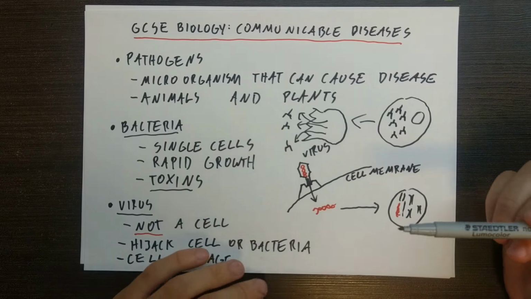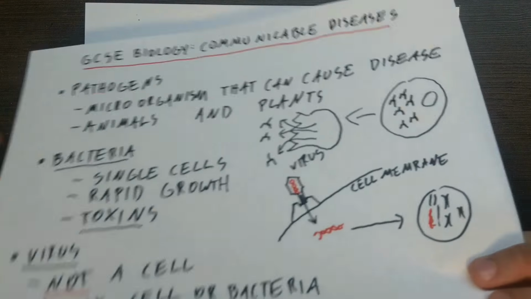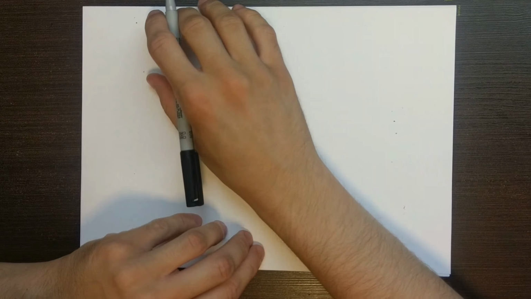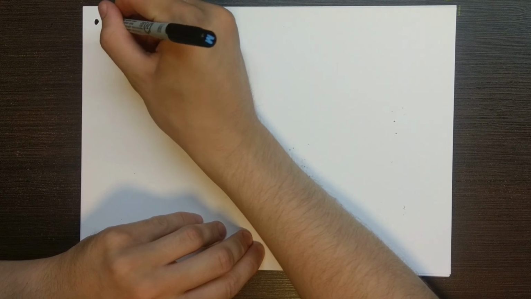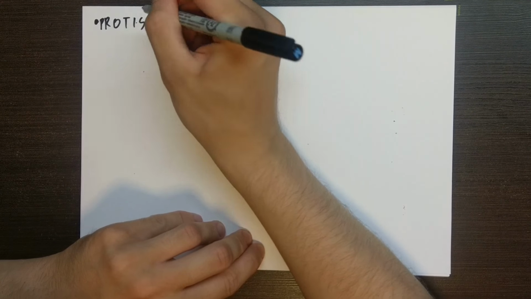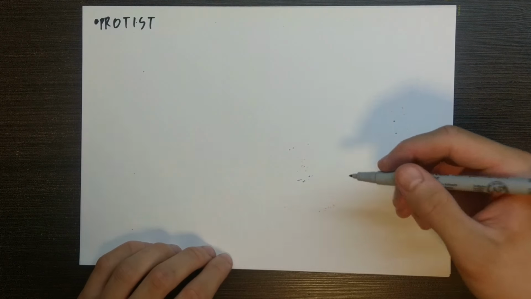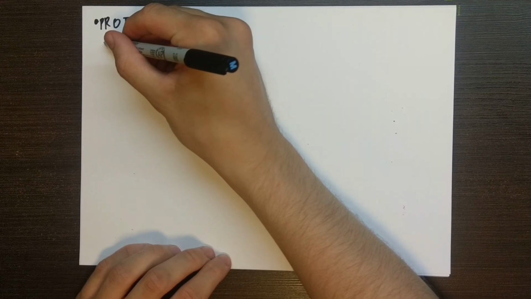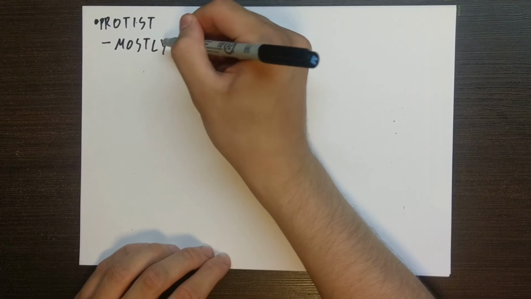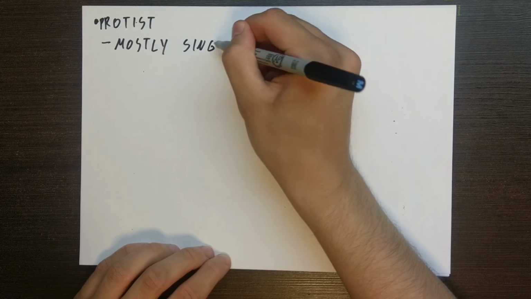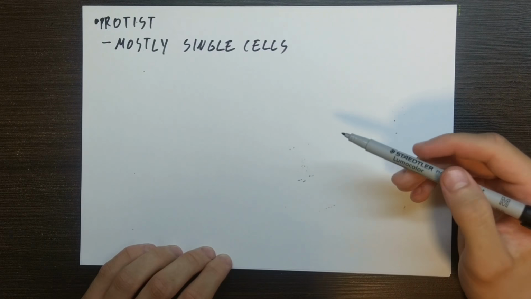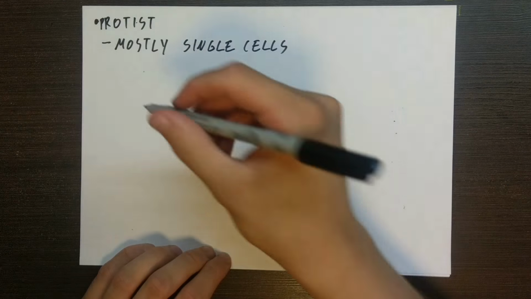Now we will move on to more complicated pathogens. So we will move on to pathogens called protists. Now, protists are mostly single cells, not always, but they are mostly single cells. And they are all eukaryotes.